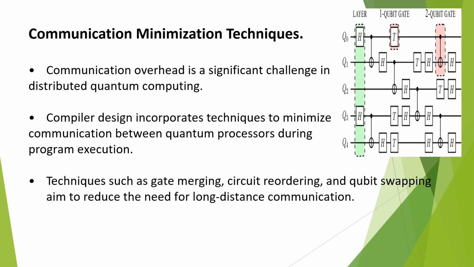Next, moving to the next slide. See here the example; these are layers. These are the qubits: Q0, Q1, Q2, Q3, Q4. One qubit gate, two qubit gate. These are the examples we can learn in this slide.